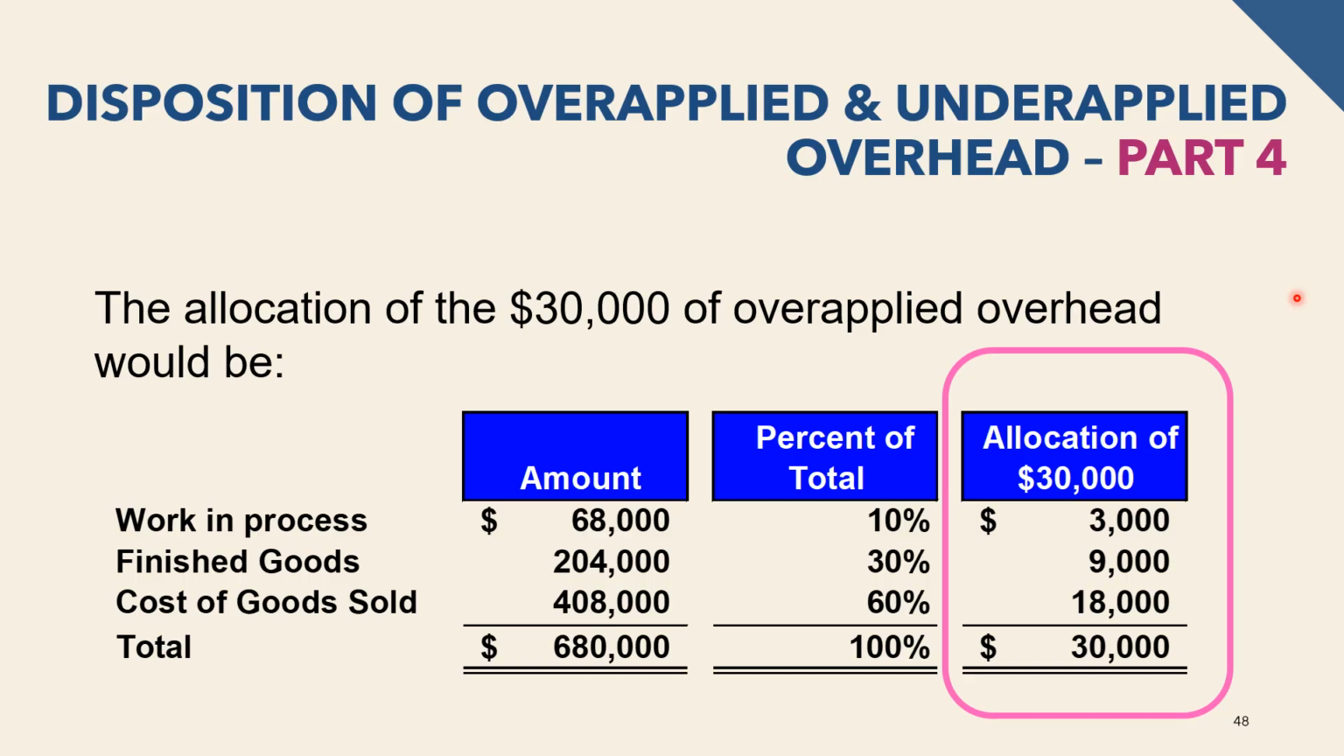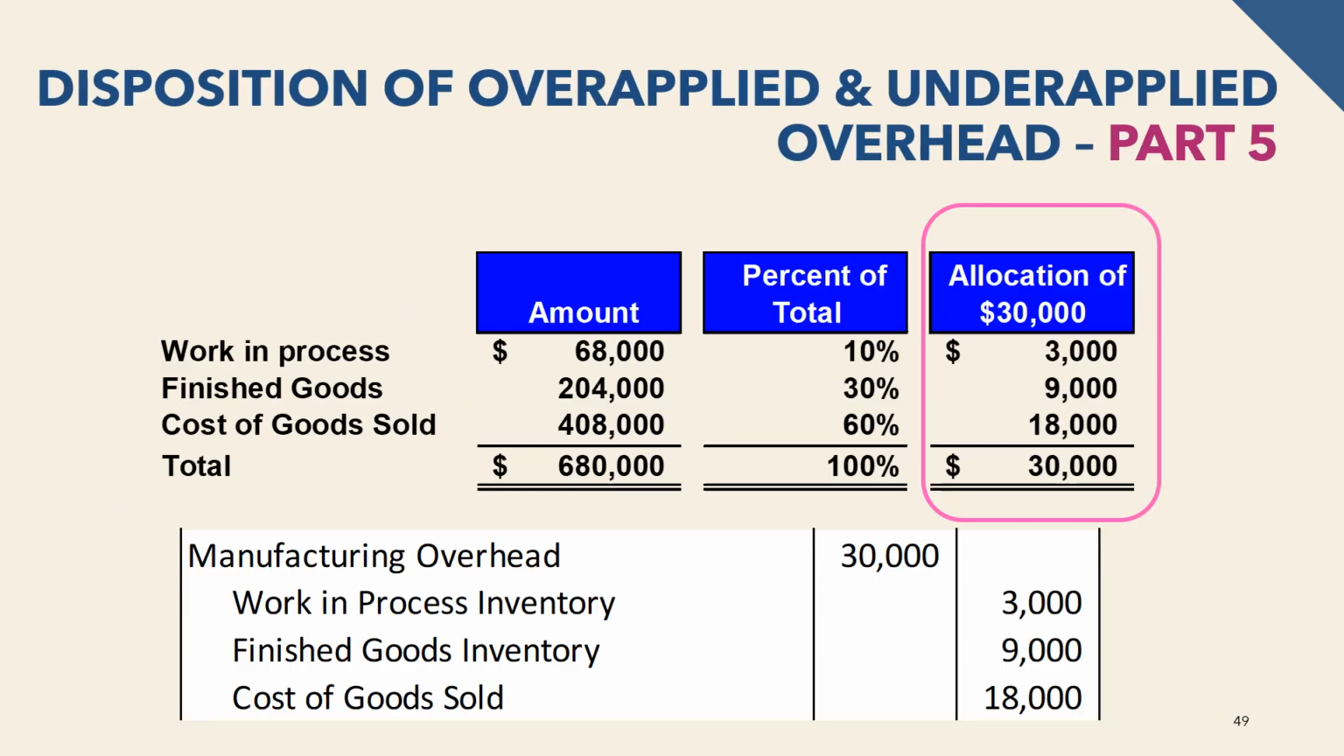The allocation of the $30,000 of over-applied overhead would be $3,000 for work in process, $9,000 for finished goods, and $18,000 for cost of goods sold, based upon the percentages we just got from the previous slide. The next step is to close out the over-applied overhead by allocating these $30,000 to work in process, finished goods, and cost of goods sold.